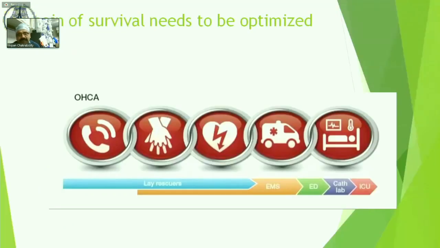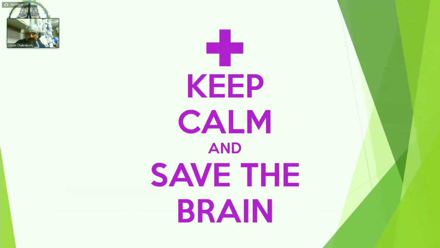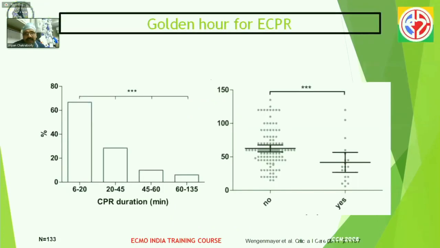Now we have a chain of survival. It starts from the lay rescuers to the emergency medical system, and then from the emergency department to the cath lab. And obviously, if you keep calm and save the brain, that is the main way you have to do the ECPR. As we know, there is a golden hour of ECPR: first 6 to 20 minutes, then 20 to 45 minutes, 45 to 60. As you go down, your chance of survival goes down.